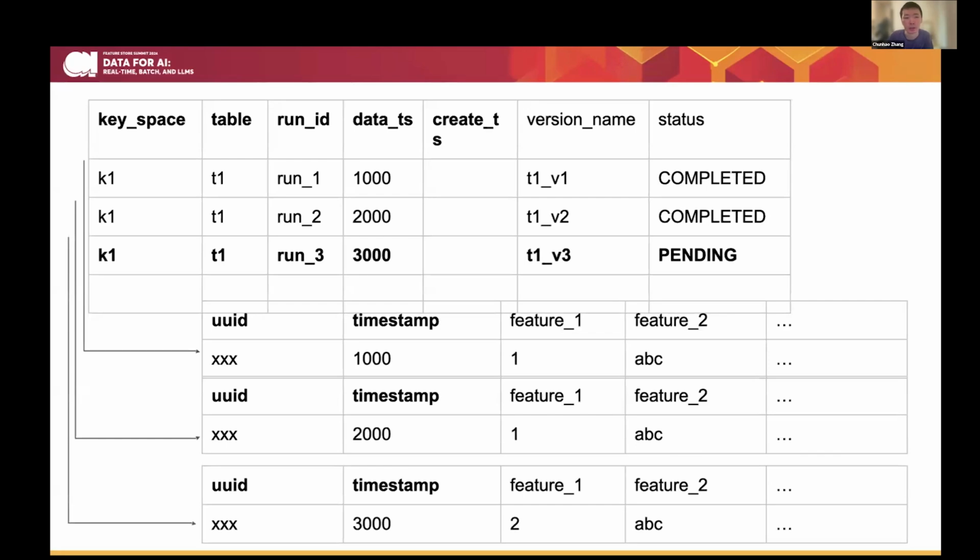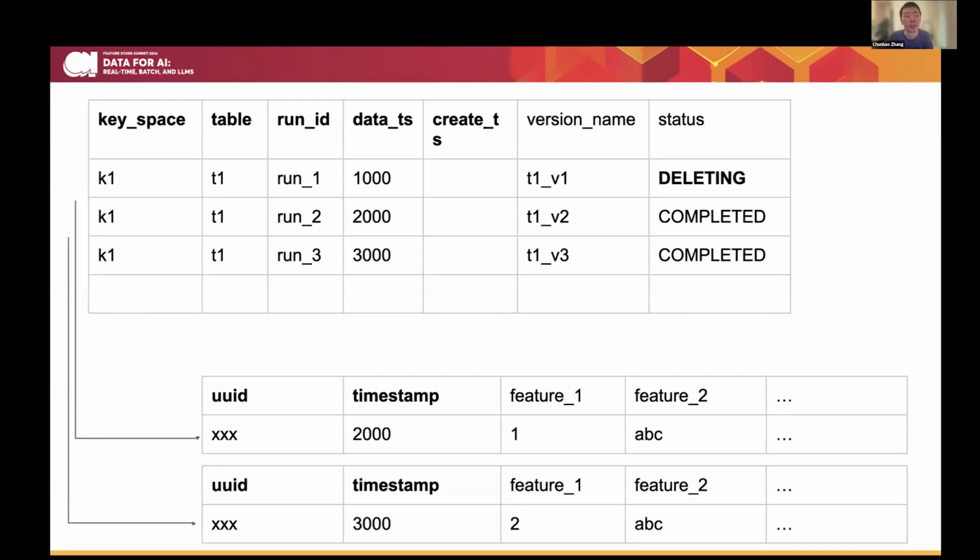And the injection starts. It writes a new entry to the metadata table. It's supposed to create a version 3. Then the initial status is pending. Then it creates a table of table 1 version 3. The timestamp is 3000. Then it keeps writing the data to the new version table. Upon the injection finish, it tries to update the metadata table to say that for version 3, now the status is completed. It is ready to serve.